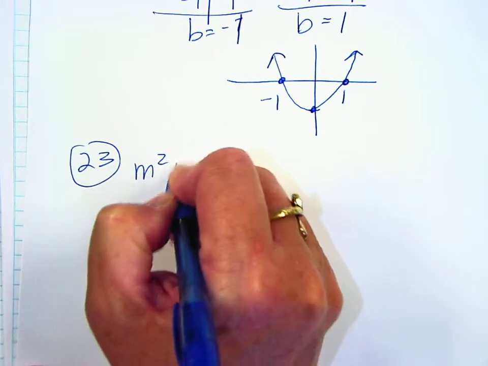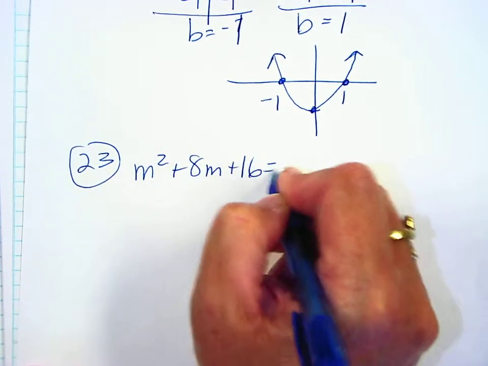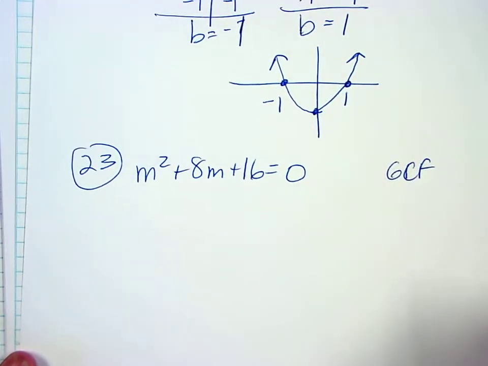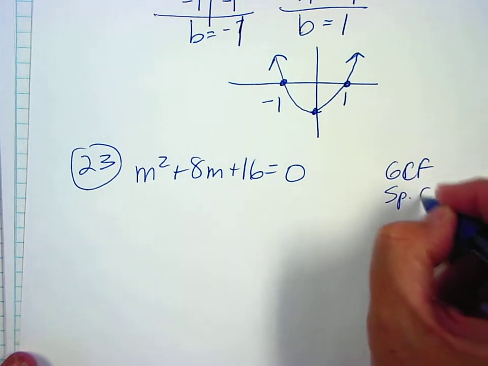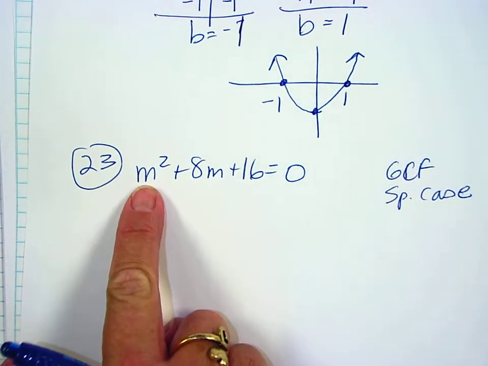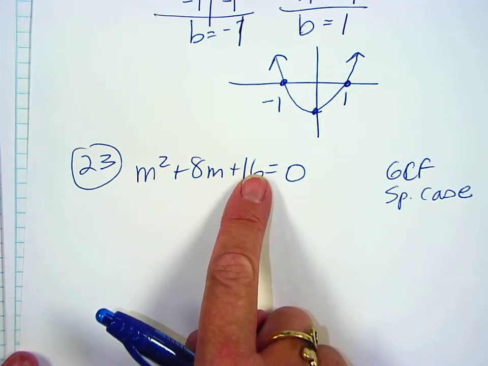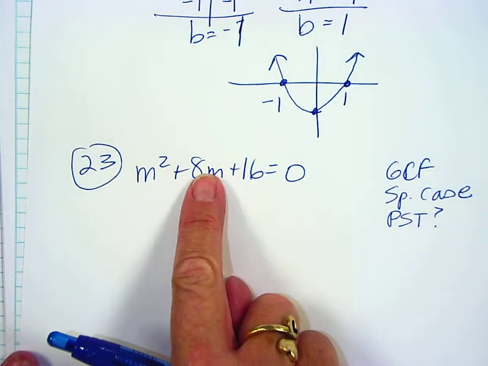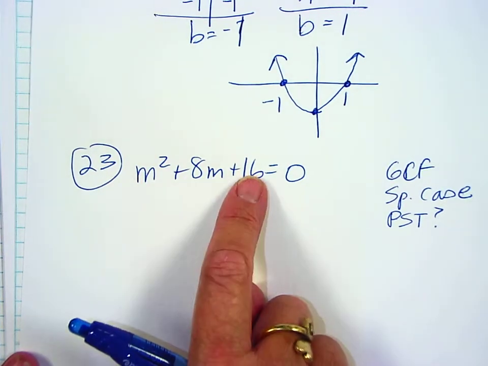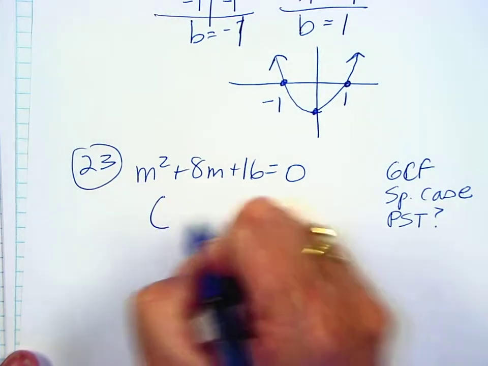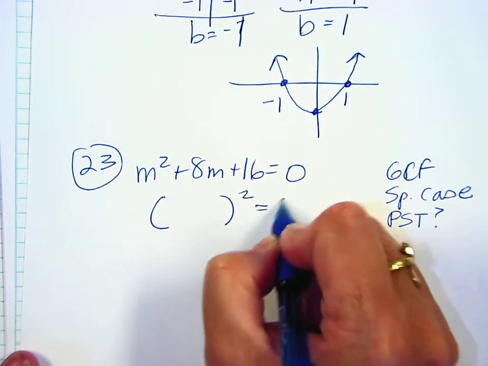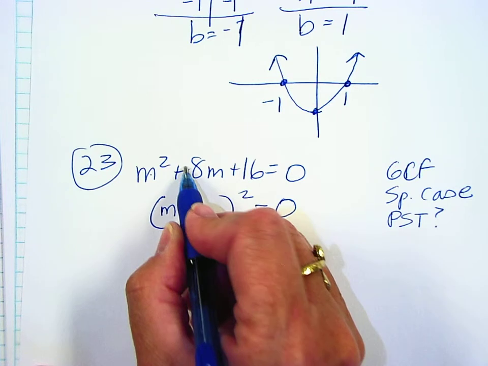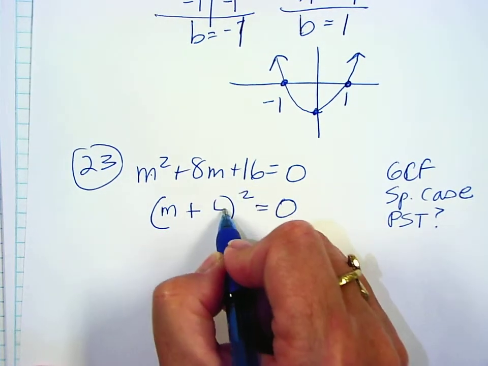Number 23. M squared plus 8m plus 16 equals 0. I'm going to factor it. I don't see a GCF. Is it a special case? M squared is a square number, 16 is a square number, maybe it's a PST. It's a trinomial, these are both perfect squares. Take this term, half of it is 4, square 4, you get 16. Hot diggity dog, it's a PST, and when I factor it, I get a binomial squared. What's my binomial? The square root of m squared is m, the sign of the middle term is positive, and the square root of 16 is 4.